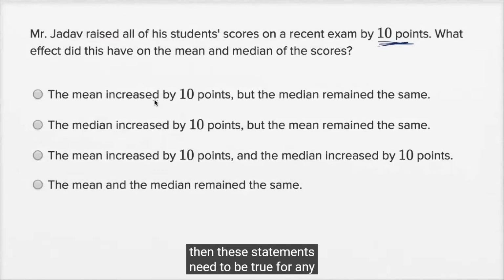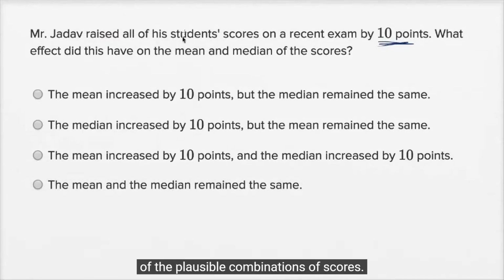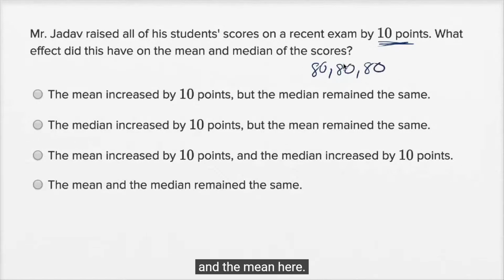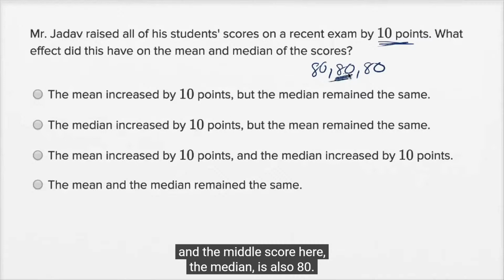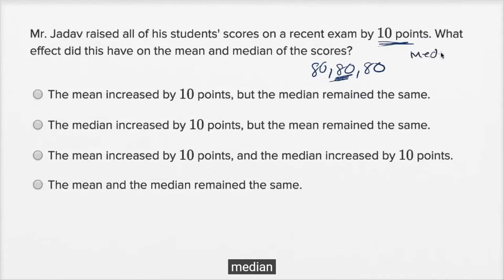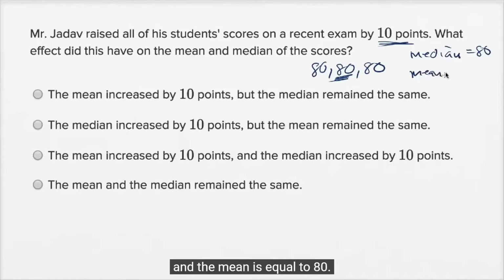And if it could be 3 students, then these statements need to be true for any of the plausible combinations of scores. So let's just think a simple one. Let's just imagine that the 3 students all got 80s. And I just randomly picked those numbers because it's very easy to calculate both the median and the mean here. The mean here is 80, and the median is also 80.